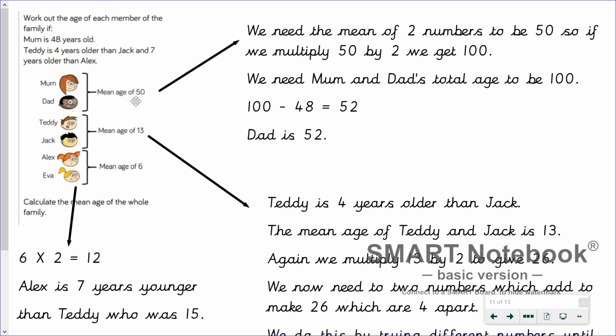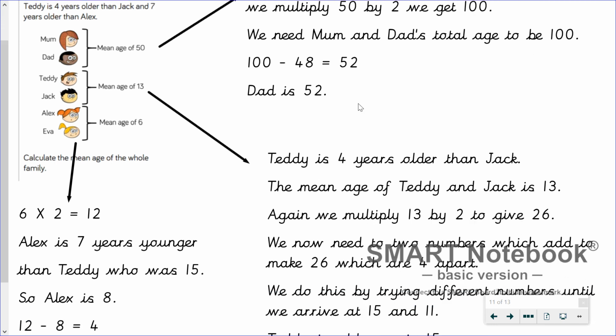The mean age is 50. That means we've divided by 2 to get there. So times 50 by 2 would be 100. So the total age of them is 100. Mum is 48. So we take away the 48 from 100, giving us 52. So Dad is 52. That's those 2 sorted.